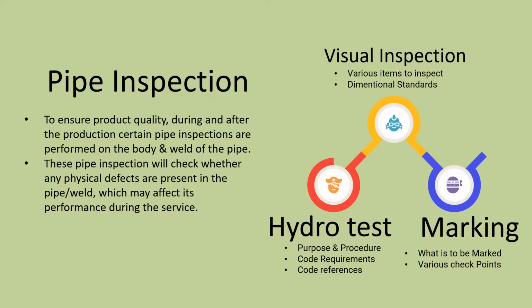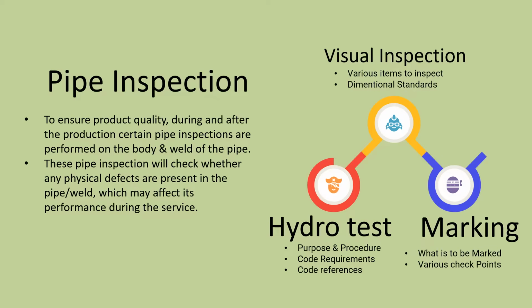Pipe inspection will check what kind of physical defects are present in the pipe or at the weld points, which will be affecting the performance during service. Now, there are a few things which we generally do. For example, first of all, the visual inspection, which is definitely done everywhere.